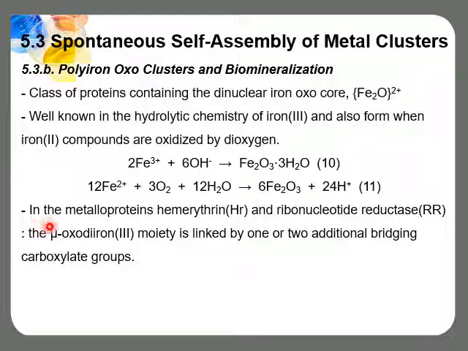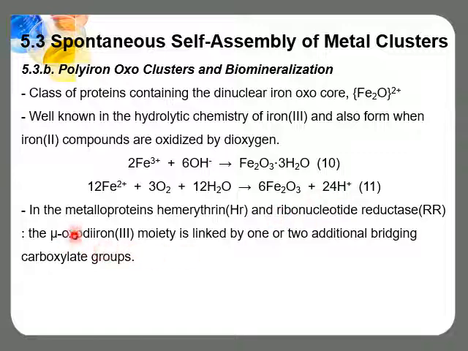And the metalloprotein hemerythrin, hemerythrin is a kind of oxygen transporting system in marine invertebrates. And they have an iron oxide cluster. And also in ribonucleotide reductase, there exists an iron oxide cluster.